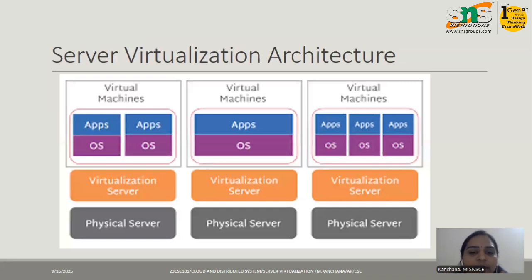This is the architecture diagram of server virtualization. At the bottom, we have the physical hardware, one computer, and on top of that sits the hypervisor, which acts like a manager, and it creates virtual machines, each running its own operating system and apps. This setup keeps everything organized and isolated, so apps do not interfere with each other. It's like a well-planned city inside one machine.